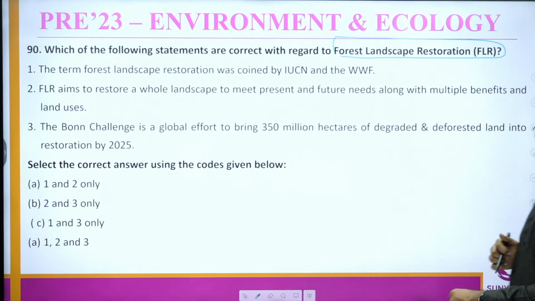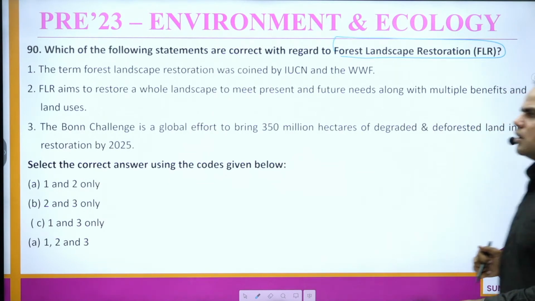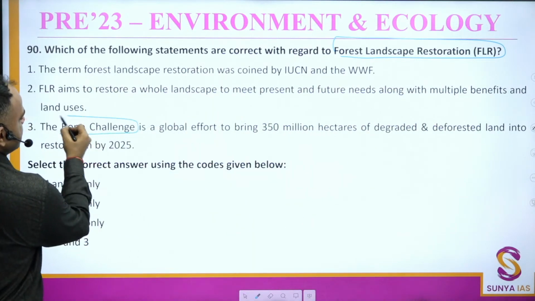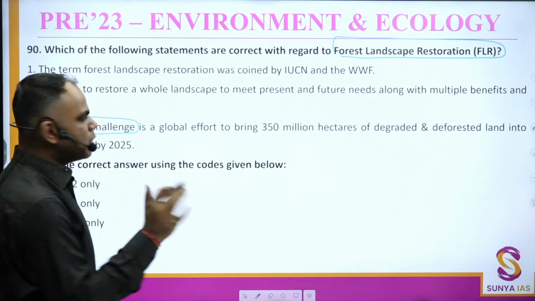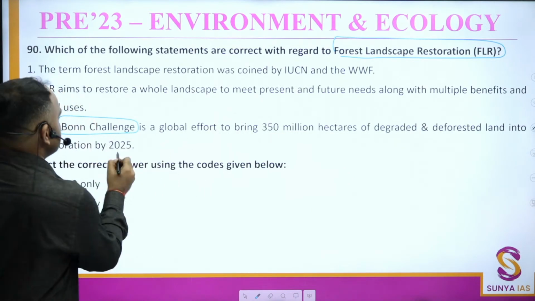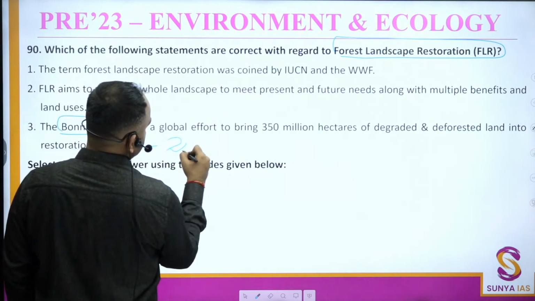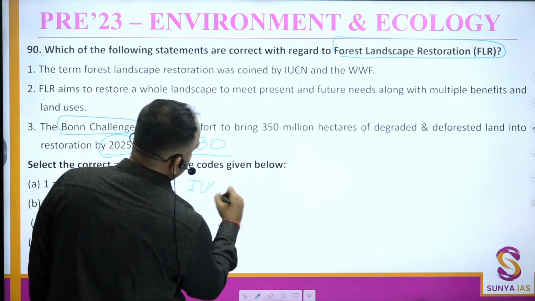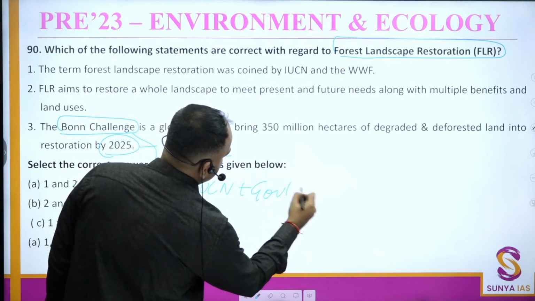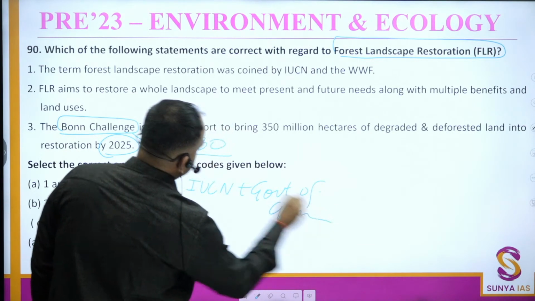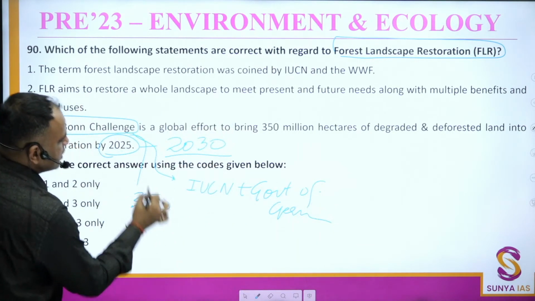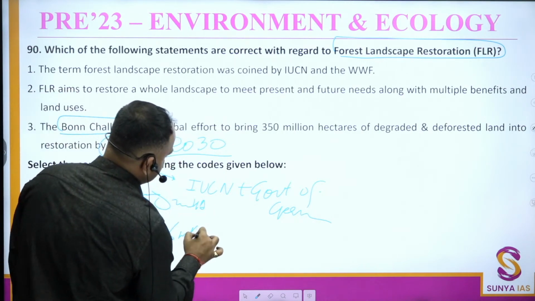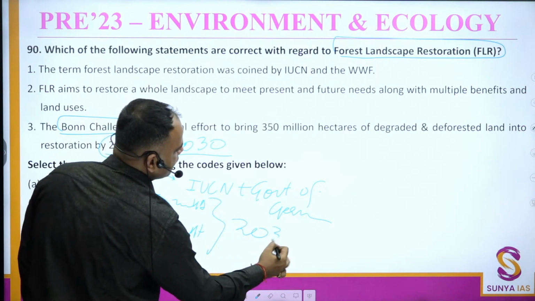Now here, this is actually easy to find. Why? Because I have already told you what the Bonn Challenge is. Yes, it talks about 350 million hectares of land, but the year is not 2025, it is 2030. So two things. Number one, the Bonn Challenge is an initiative of IUCN and the government of Germany. Secondly, the global target is 350 million hectares, and India's target is 26 million hectares. Both of them have to be done by 2030.